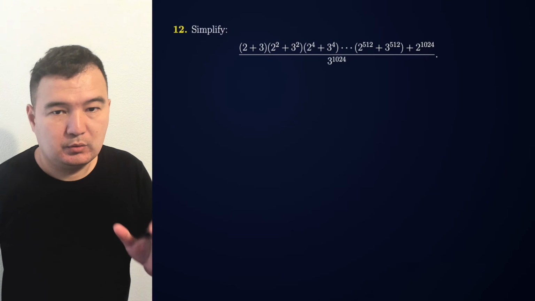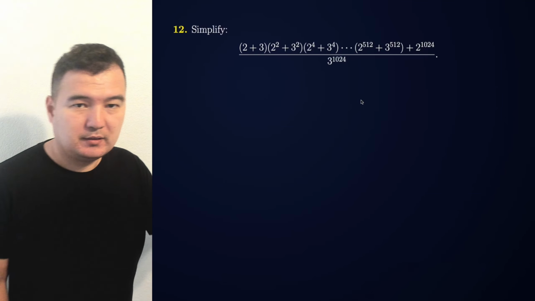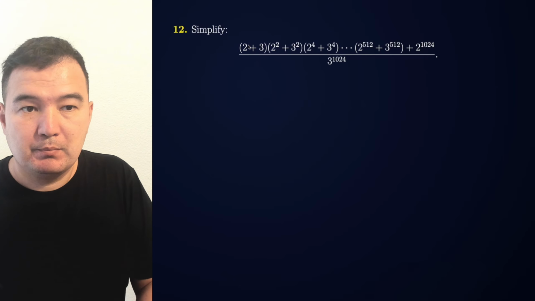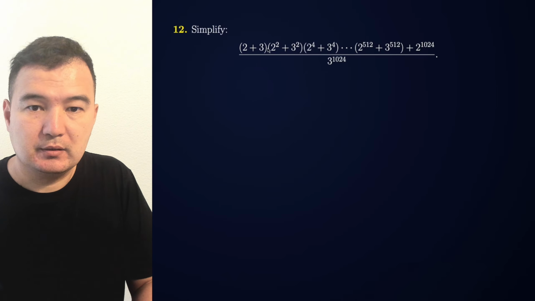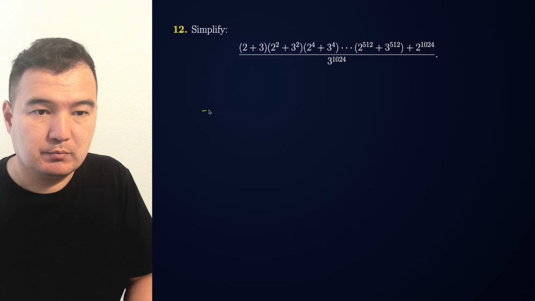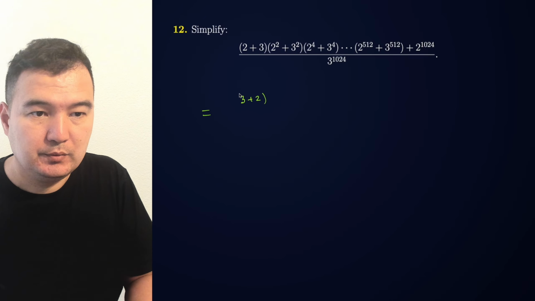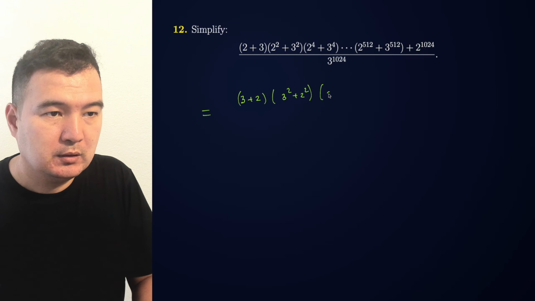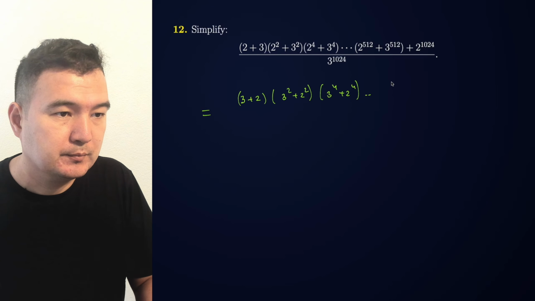Problem number 12. Before starting to solve this problem, I'm going to rewrite it by just reordering 2 and 3. Let me write the larger number first. So let me write the problem as (3 plus 2) multiplied by (3 square plus 2 square), (3 to the power 4 plus 2 to the power 4), and so on.